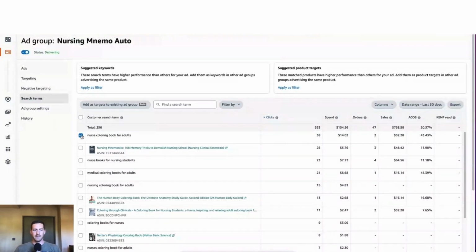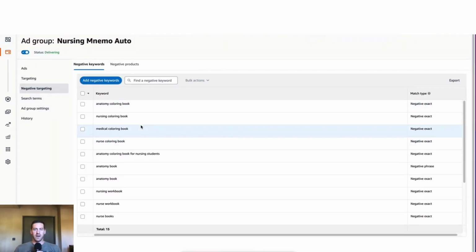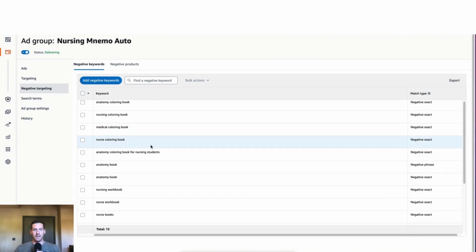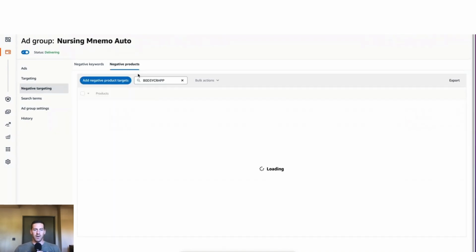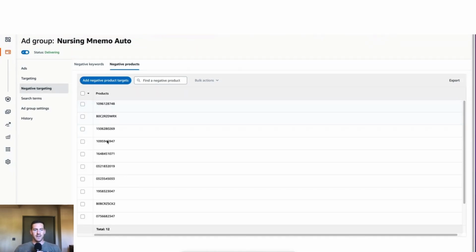and then not buying. So if I do go over to my negative targeting, you can see I've added quite a few things here over the course of this ad campaign. This campaign has probably been running for about a year now. So there are quite a few products and quite a few keywords that I've added to the negative targeting so that my book is no longer shown there because these were targets that were not profitable.